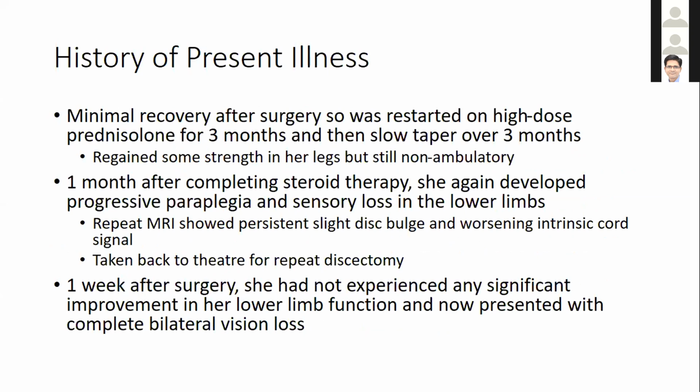A month after completing the steroid therapy, she developed another episode of paraplegia with sensory loss in her lower limbs. So the repeat MRI then showed another disc bulge, but there was worsening of the intrinsic spinal cord signal. She was taken to theater a second time for another discectomy for the disc bulge that was noted on the scan. There was little response after the operation, and a week after surgery, she experienced a worsening of her limb weakness with complete bilateral vision loss on this other presentation.